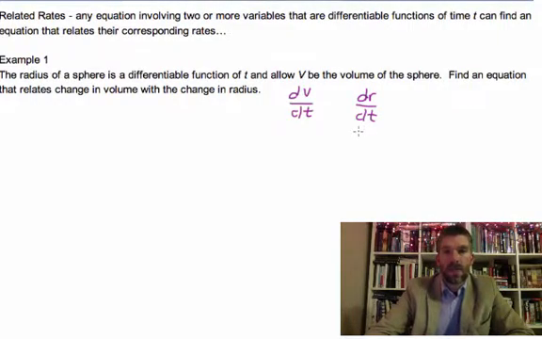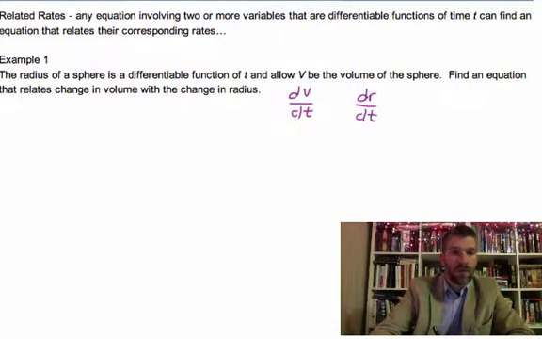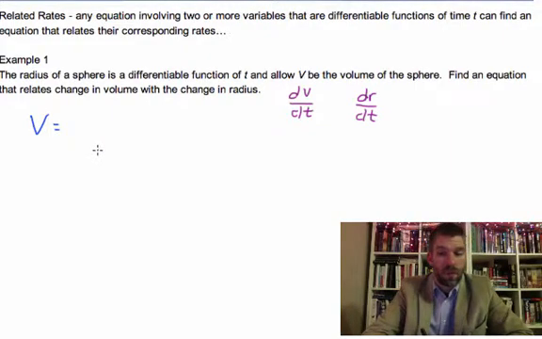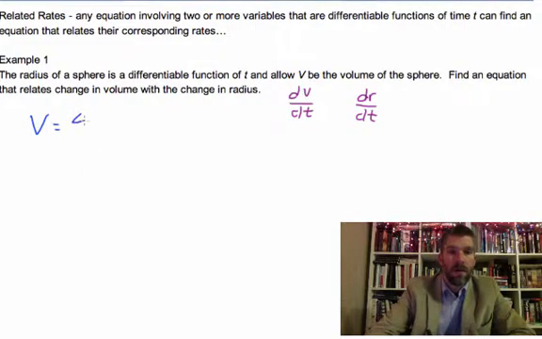So let's talk about this. We've got a sphere with a volume, so we know we're going to have some sort of volume situation developing here. You may need to Google this, so if you need to, just pause and go do that. But what is the volume of a sphere? The equation is V = 4/3 pi r cubed. That's it. Now, how can I get dV/dt and dr/dt out?